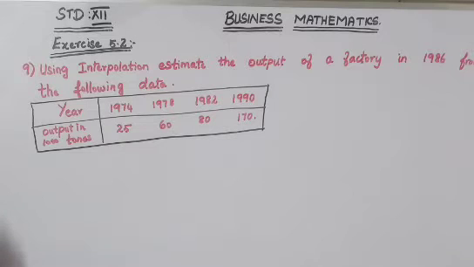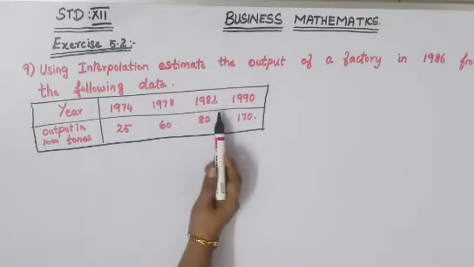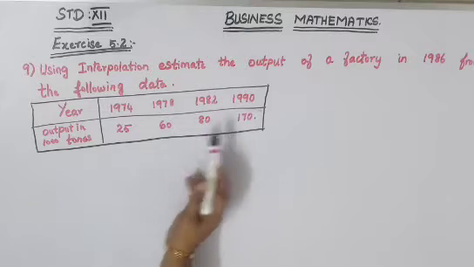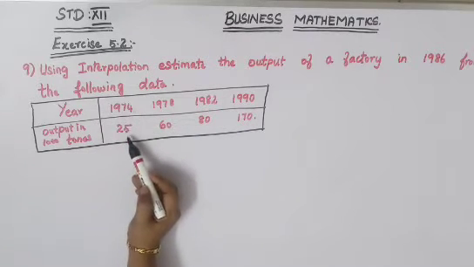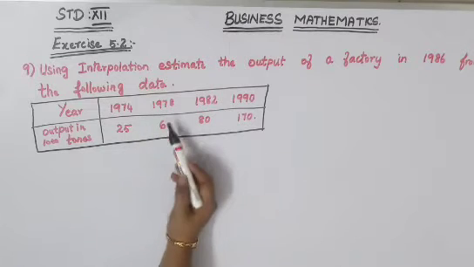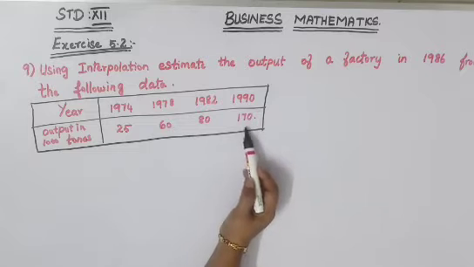Standard 12th Business Mathematics, Exercise 5.2, ninth question. Using interpolation, estimate the output of a factory in 1986 from the following data. Your data are given here in years: 1974, 1978, 1982, 1990. Output in 1000 tons is, in the year 1974 it is 25, 1978 it is 60, 1982 it is 80, and 1990 it is 170.